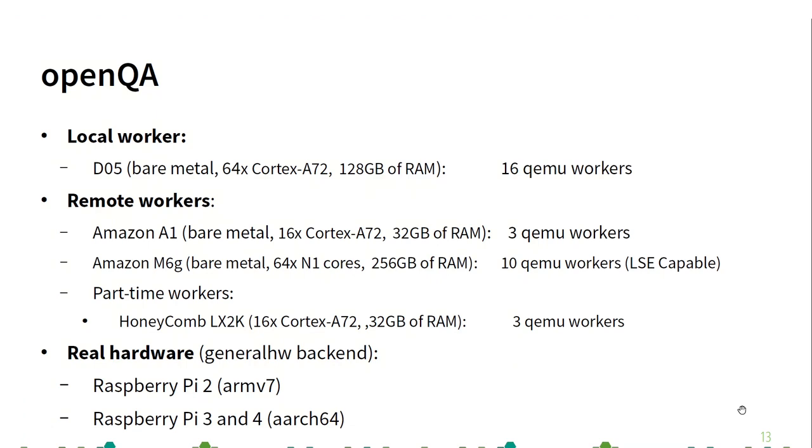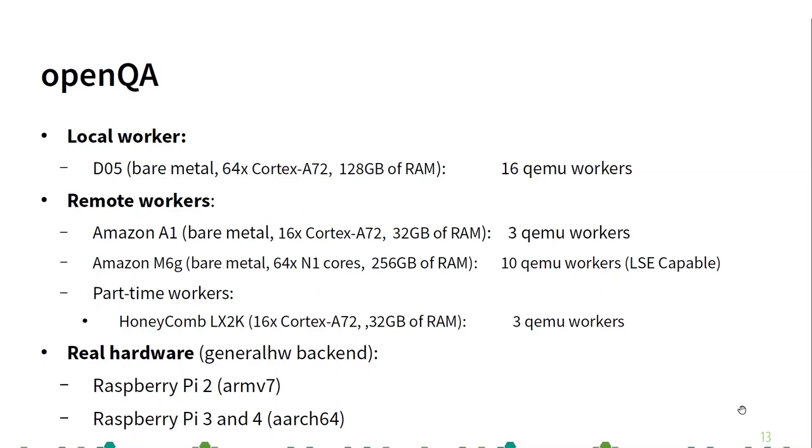From openQA, the current situation is we have a local worker, which is a D05 machine, which allows us to have 16 QEMU workers. But we also have remote workers. So we have two Amazon Web Services machines. The first one is an A1 with only 3 QEMU workers, and also an M6G machine, which allows us to have 10 QEMU workers, which are LSE capable.